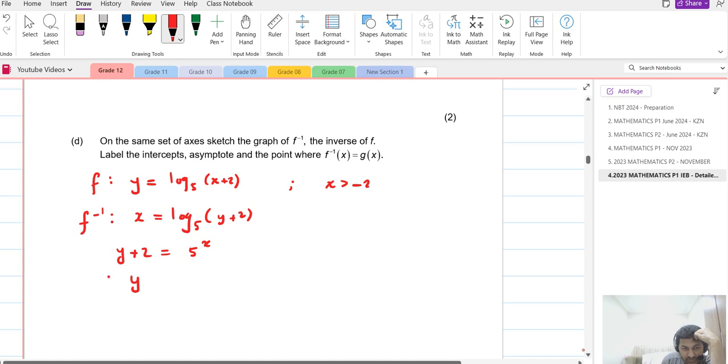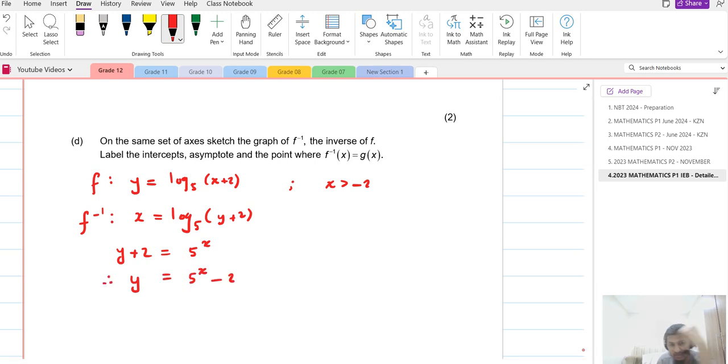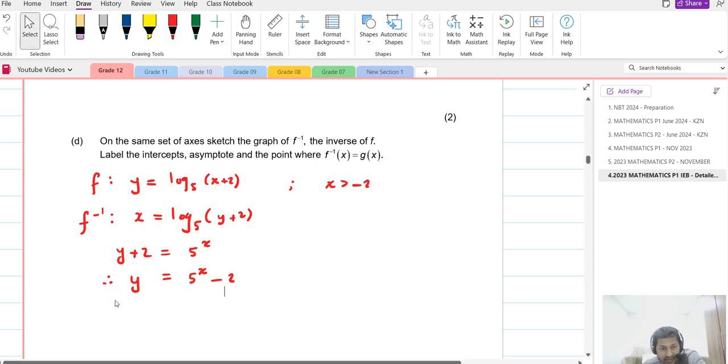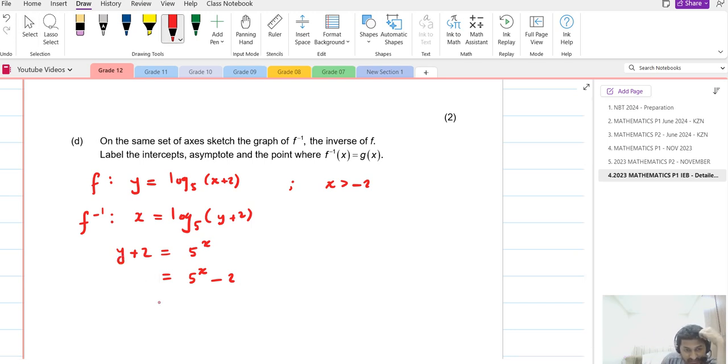So therefore y is equal to 5 to the power x minus 2. Now if I substitute the x value as 1, you are getting 3. So this is my inverse function, right? So my inverse function f inverse x is now equal to 5 to the power x minus 2.